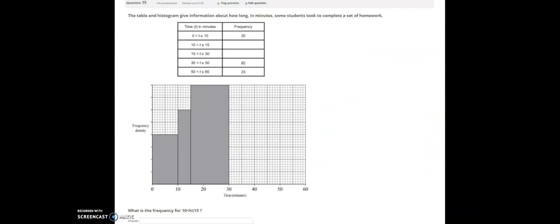Question number 15. The table and histogram give information about how long in minutes some students took to complete a set of homework. So we have time in minutes between 0 and 10, 10 and 15, 15 and 30, 30 and 50, 50 and 60 and so on. And we've got frequencies for some of these, not for everything. So this is what we're going to be working out. So we'll use the information that we have already.